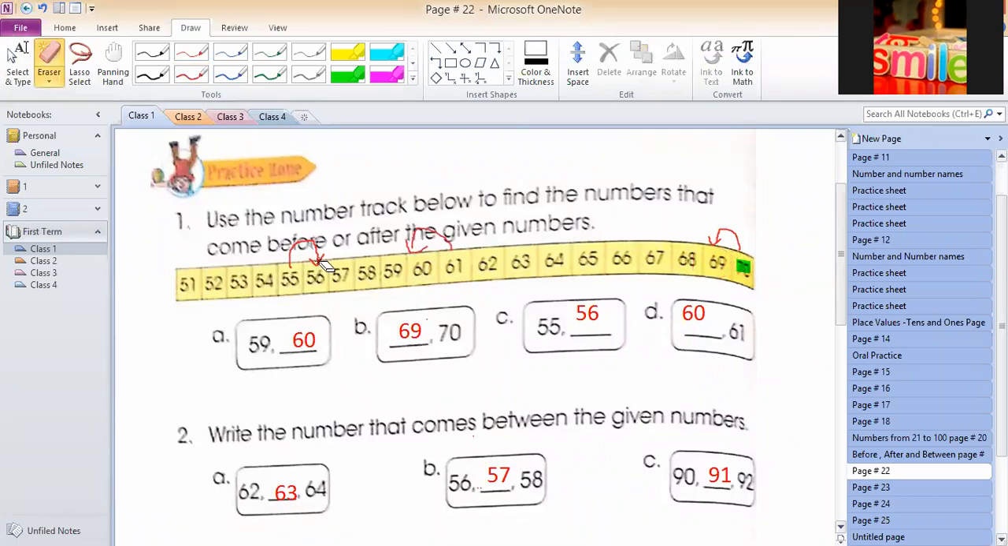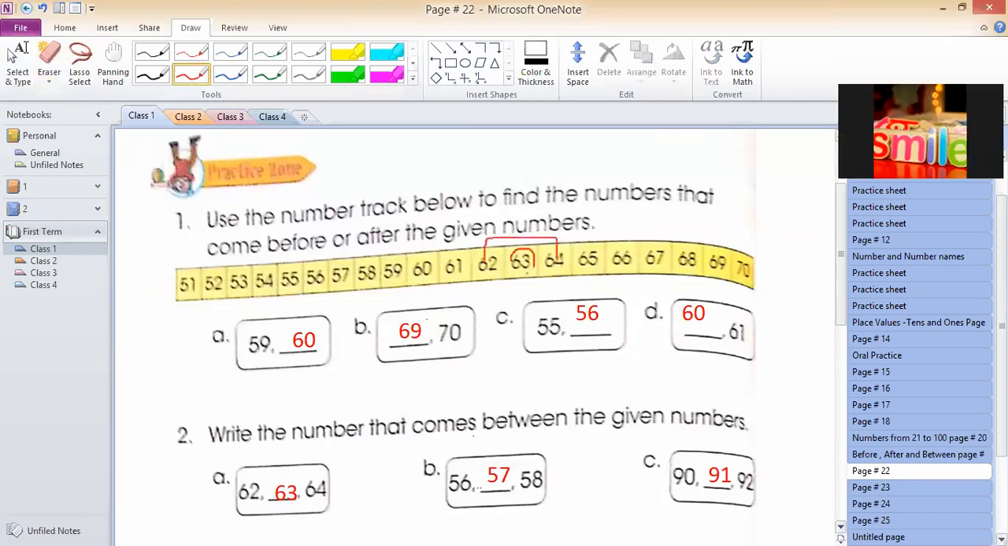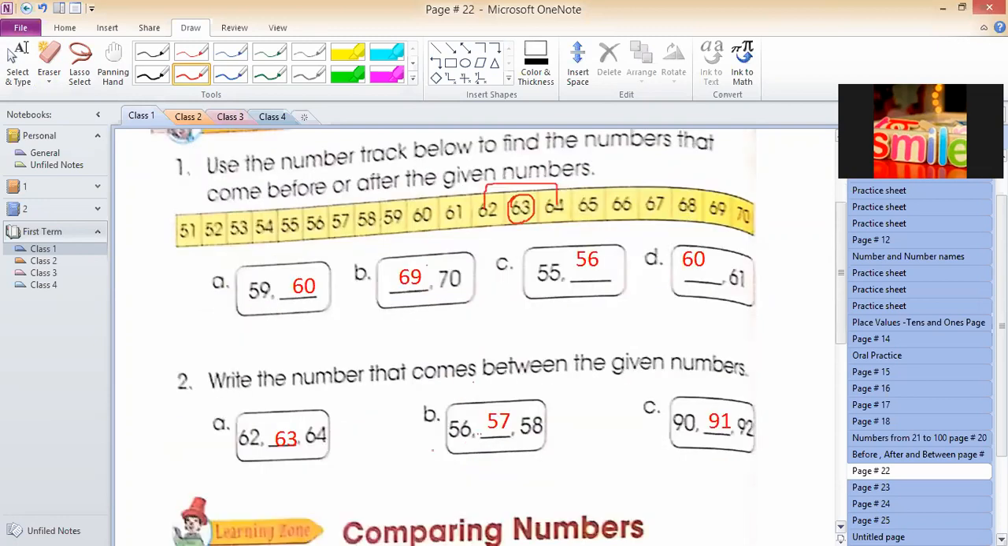The third concept we learned about is between. For finding the number between, you will check the numbers 62 and 64. What number comes between 62 and 64? That is 63. Or you can check what number comes after 62. In that way, you can write either what number comes after 62 or what number comes before 64. In both ways, you can find the answer.